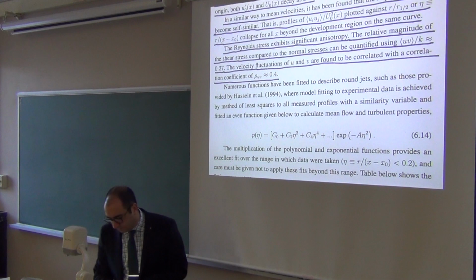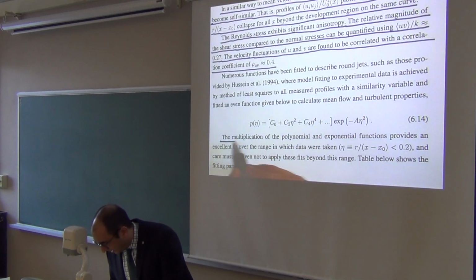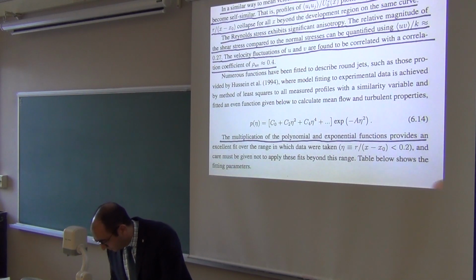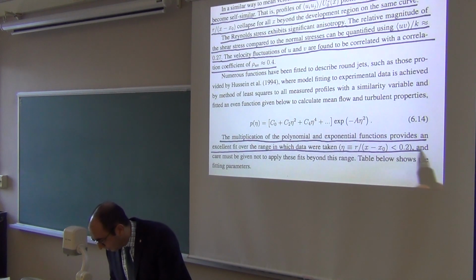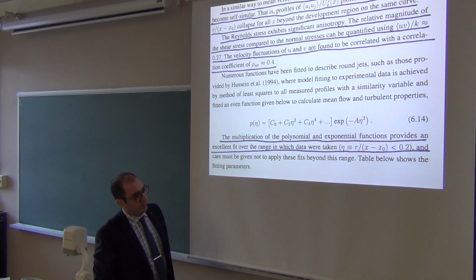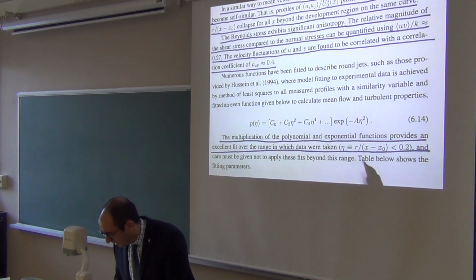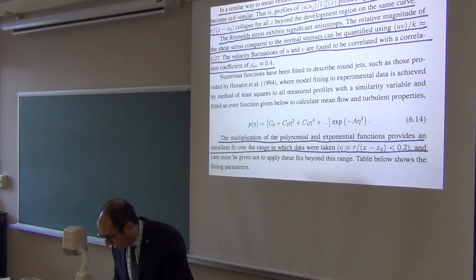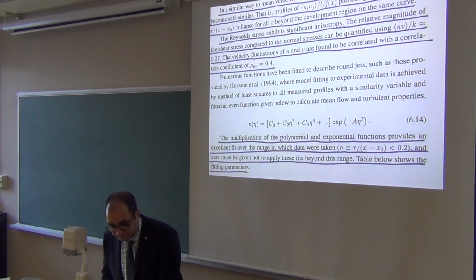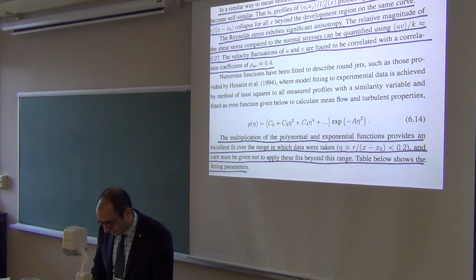And I can show you a table, but let me underline these sentences because it's important. The multiplication of the polynomial and exponential functions provides an excellent fit over a range in which data was taken in previous studies. So only in this range, or basically in the self-similar range, not too far away from the jet, either axial or radial direction, but by and large in the self-similar region. So you must be careful not to use this fit everywhere. Okay? Always make sure you check for this.